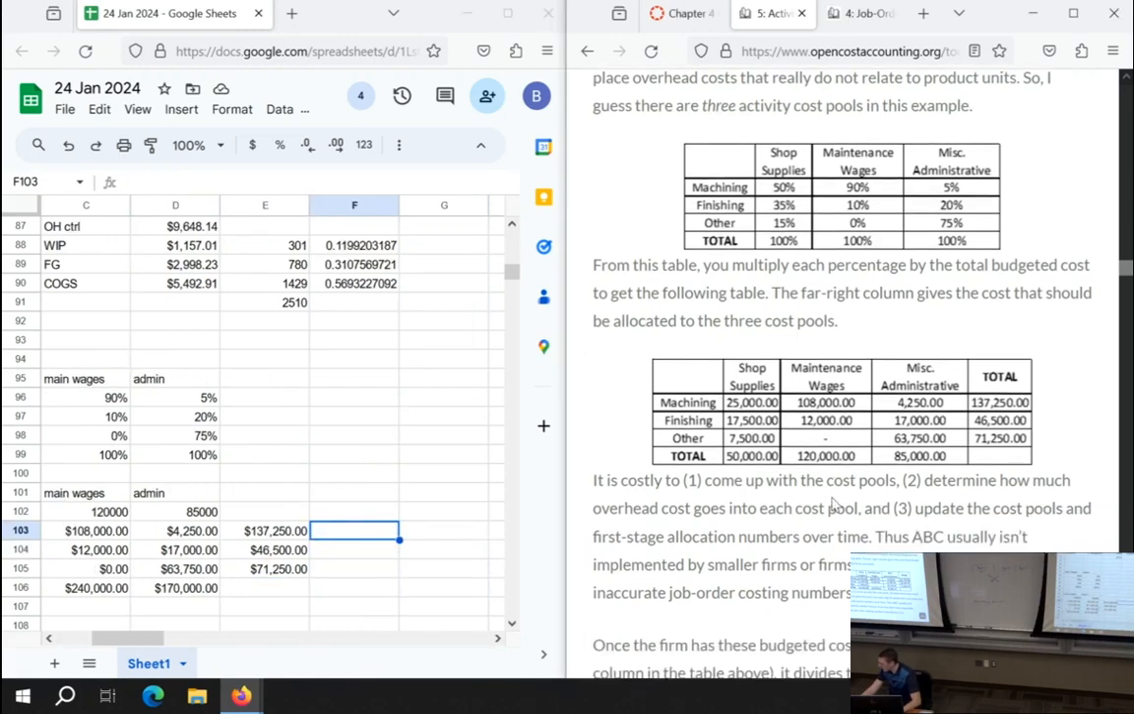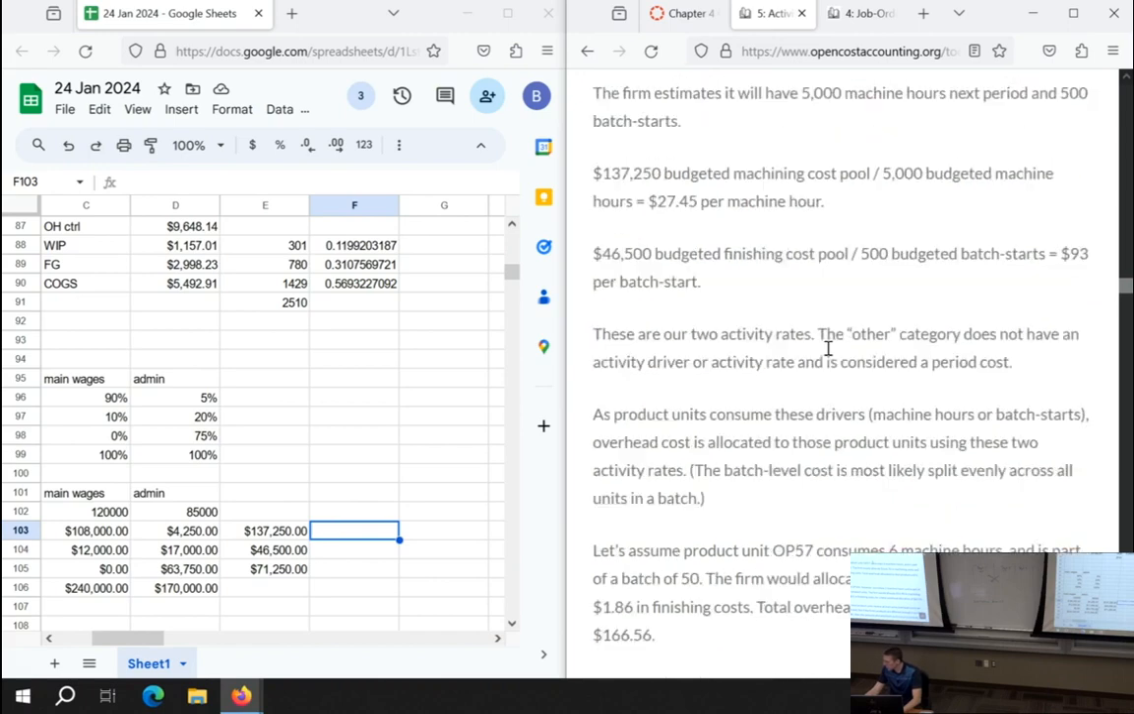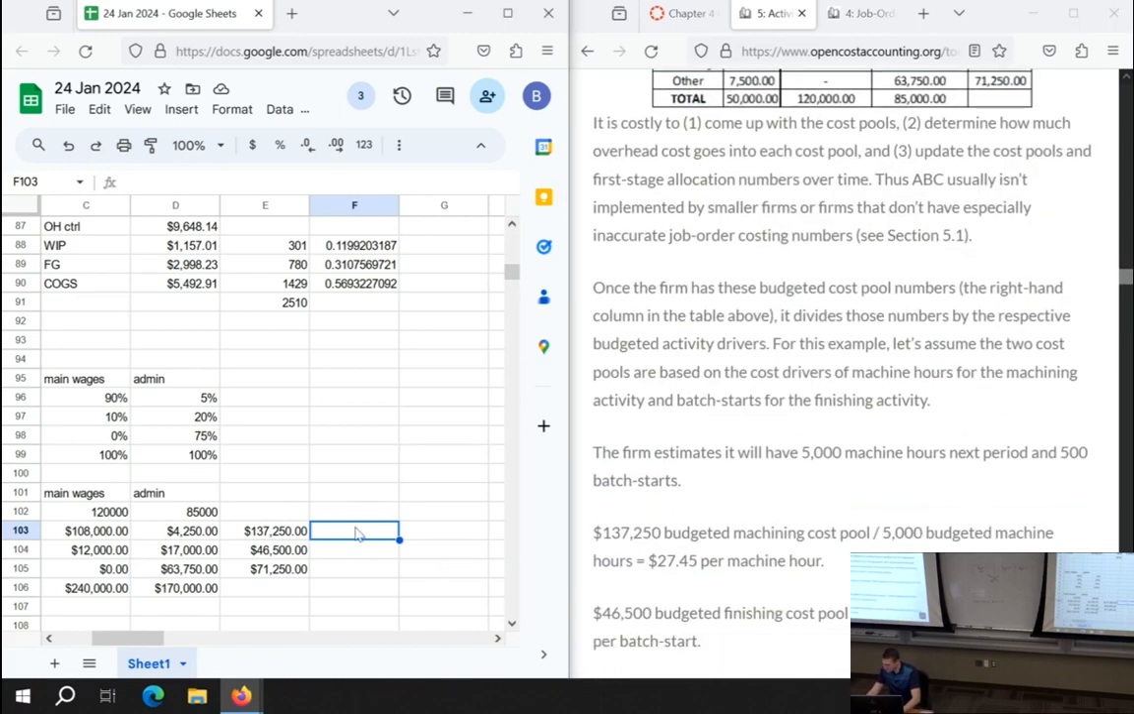And so when we later decide, let's see, machine hours, nope. Here. Looks like the machining activity has machine hours as its cost driver, and the finishing activity has batch starts as its cost driver. But the idea is we're going to have this amount of our overhead cost metered out based on the machine hours consumed by each job or order. And this amount of our overhead cost metered out based on batch starts. And this amount as a period cost. No cost driver required because it's other. It's our SG&A.